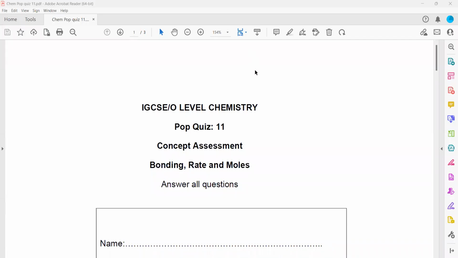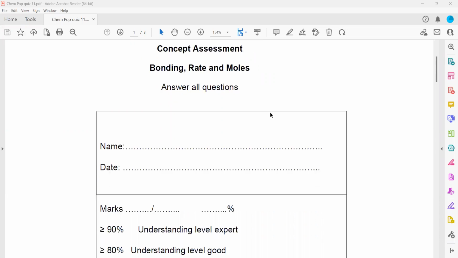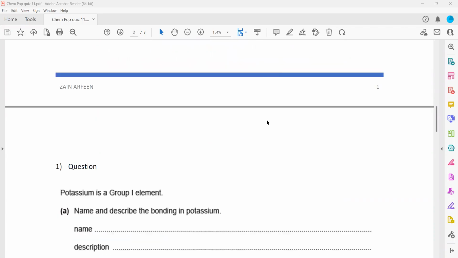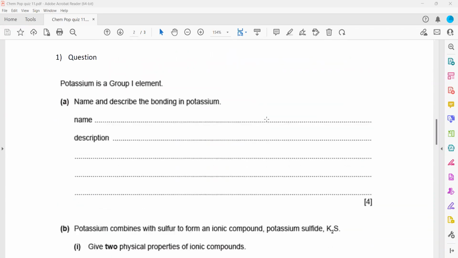Starting with the discussion of pop quiz 11, which is related to bonding, rate, and moles. In question 1 part A, potassium is a group 1 element. Name and describe the bonding in potassium. As we know, potassium is a metal. So what kind of bonding is there in a metal? A metal will always have a metallic bond. Whenever there are metals, metals always have metallic bonding.